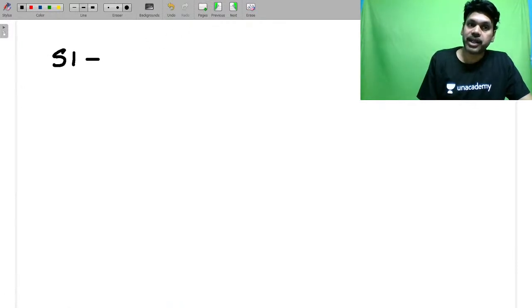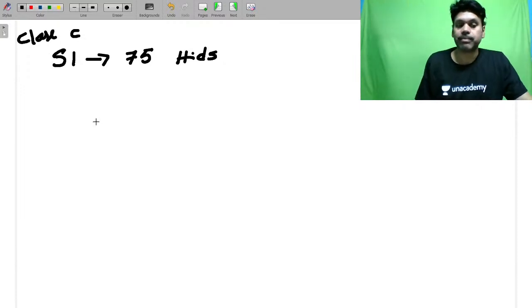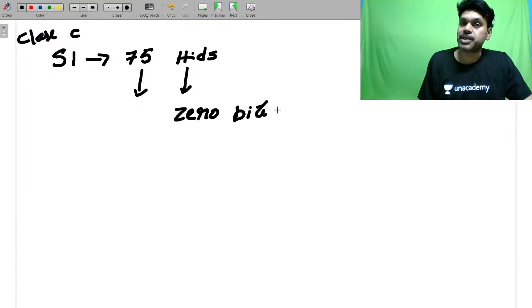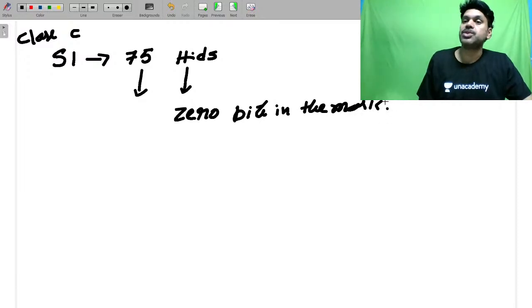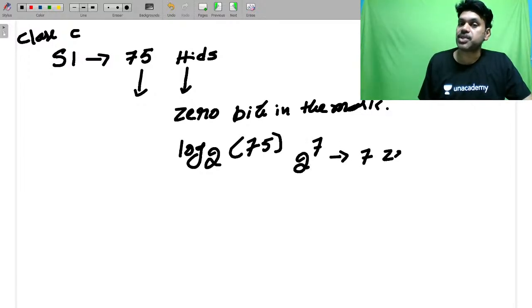Subnet 1 needs 75 HIDs, according to class C. Now tell me, 75 HIDs. HIDs are nothing but the 0 positions, the 0 bits, in your mask. Now tell me how many zeros you need in the mask. Log base 2 of 75, which rounds up to 2 power 7. So 7 zeros are required.